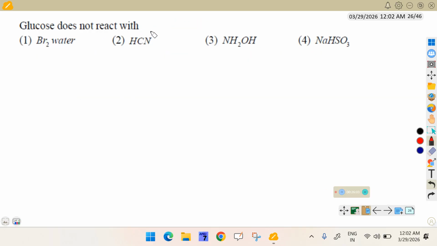Glucose does not react with NaHSO3 due to the absence of a free aldehyde group.